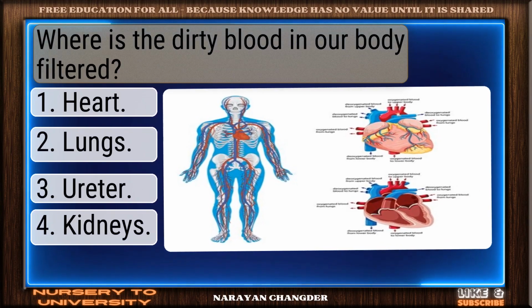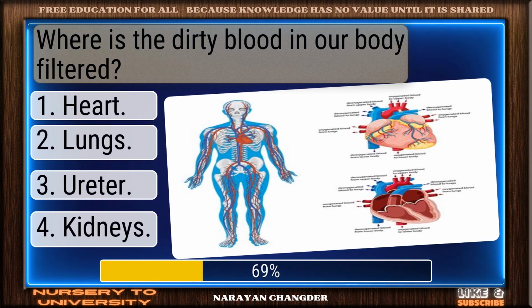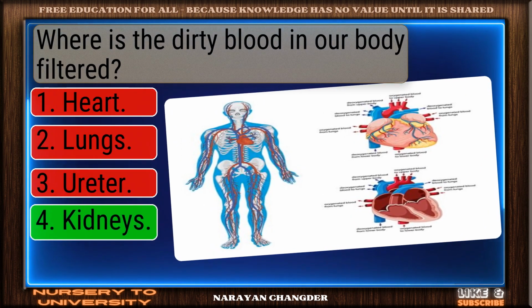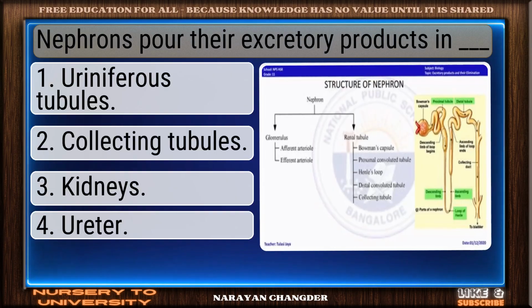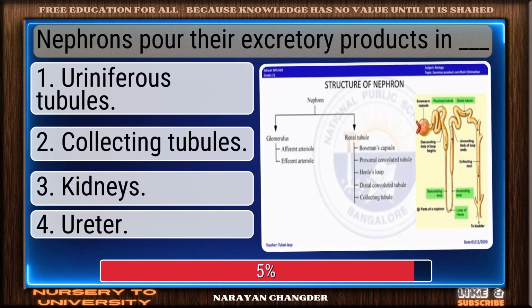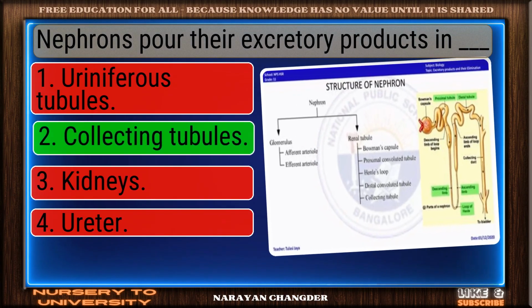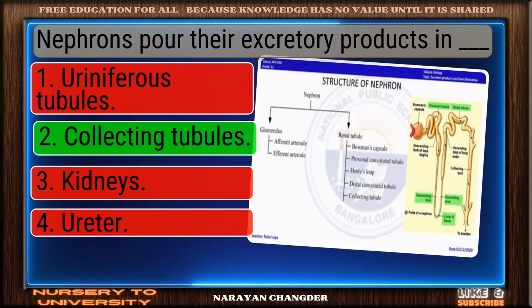Where is the dirty blood in our body filtered? Nicely done. Kidneys is solid. Nephrons pour their excretory products in dash. Clear logic. Collecting tubules is sound.